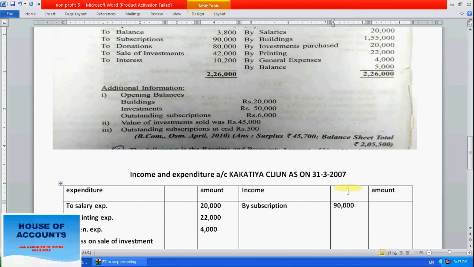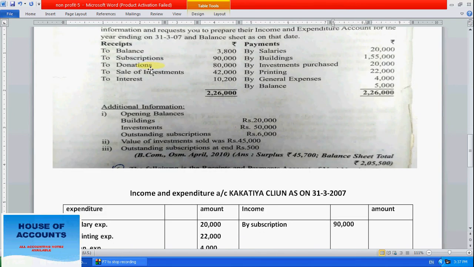Now after subscription, donations, how much? 80,000. Donation is a huge amount. It is not mentioned here that donations are capitalized, but donation is a huge amount, so we have to take it in the balance sheet. If it were a little donation, definitely we would take it here. Now sale of investment 42,000, we will see about this investment. Then interest, how much? Investment is an asset, so interest 10,200.